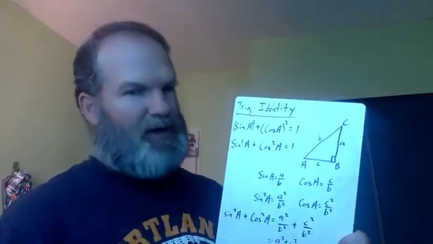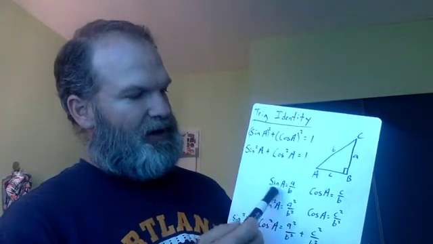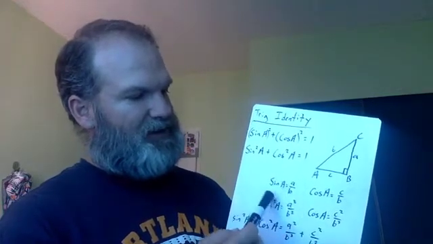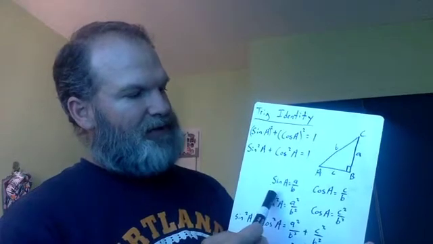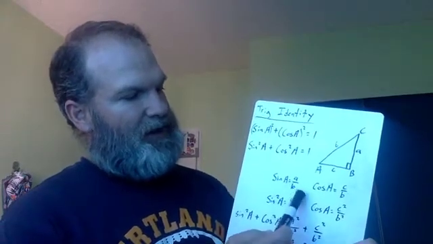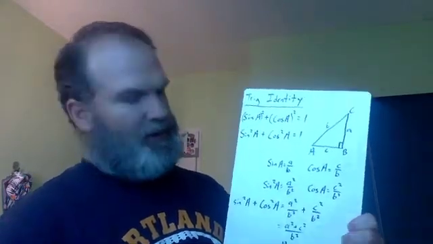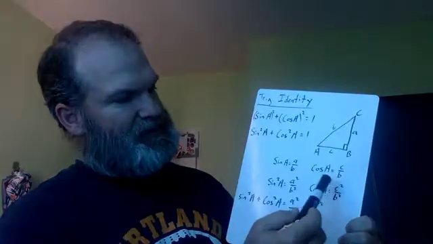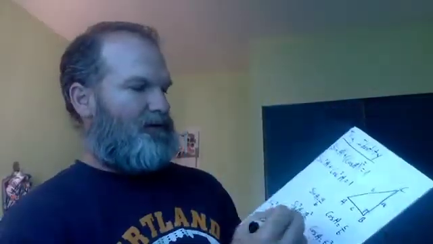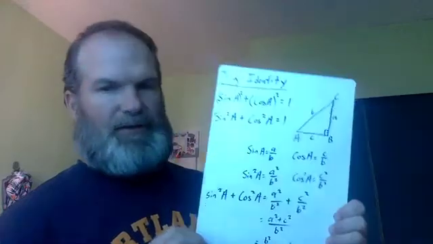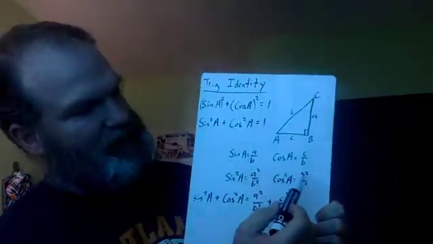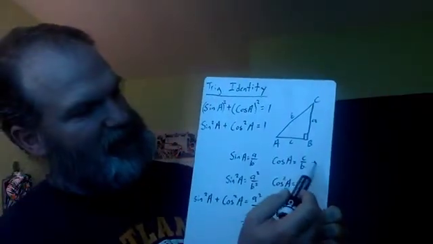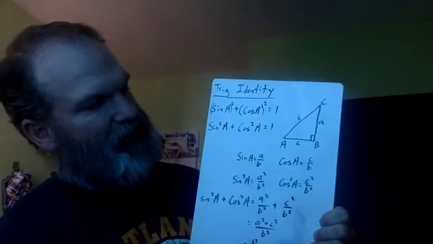Now we're going to square both of these. So we're going to square both sides of this equation. That means everything's going to get squared. Sine A is going to get squared. a is going to get squared. b is going to get squared. Same with cosine. We're going to square all that. Got to write my little exponent on cosine there. So cosine squared A is equal to c squared over b squared. All we did was square this and square that.